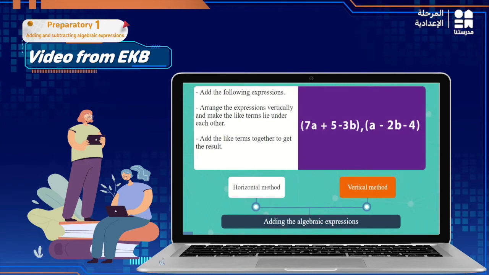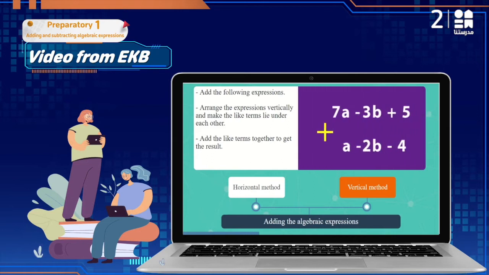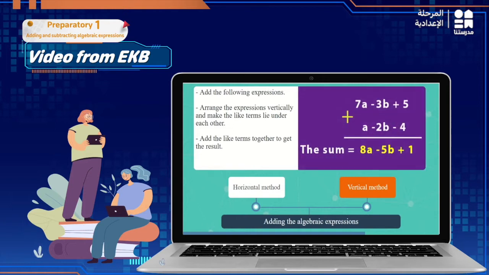Now we will learn how to add these two expressions using the vertical method. To add these expressions by the vertical method, we are going to arrange the expressions vertically, so we make the like terms lie under each other as shown. Then we add the like terms together as you see. So the addition results will equal 8a minus 5b plus 1.